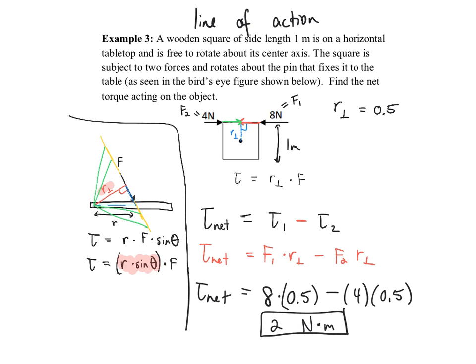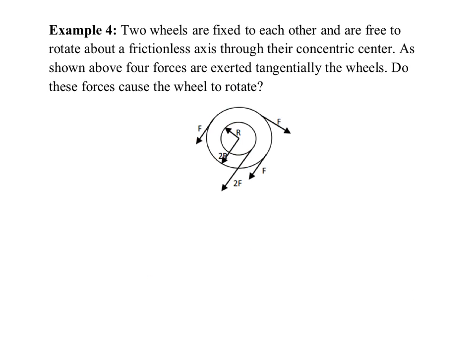We're going to do a second one in a moment that's similar, but it has to do with a rotating circular object, but we're still going to have a perpendicular distance. Okay, let's look at the second one. I think it'll help a little bit too. So the next one, we've got this little pulley system here, and we're told that we have 2 wheels that are fixed together, and they are free to rotate about a frictionless axis through their concentric center.